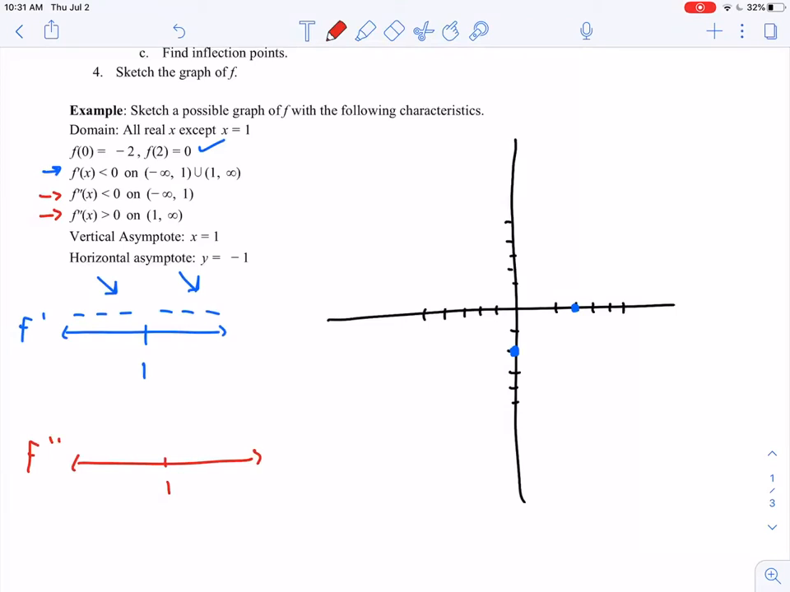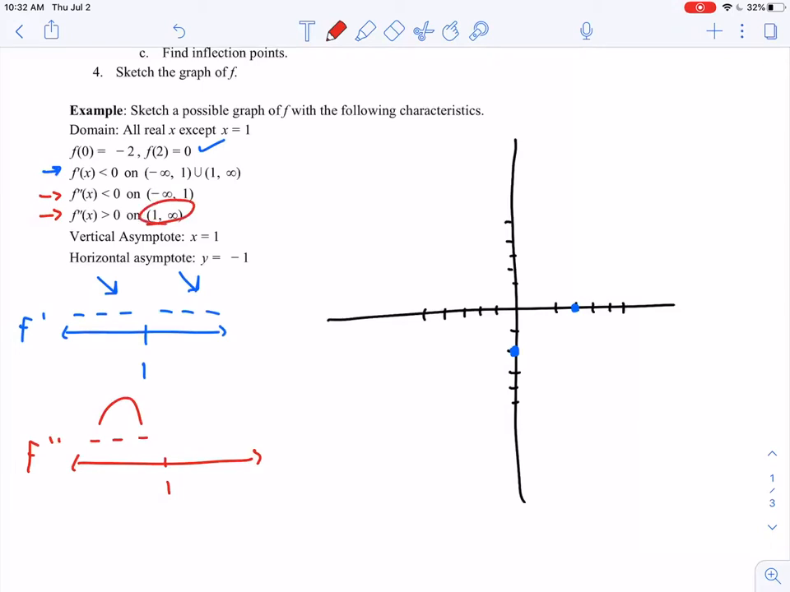And first it tells me on negative infinity to positive 1, so on this interval, the left-hand side here, f double prime of x is less than 0. So f double prime of x is negative on that interval, which tells me that my function is concave down. So it's concave down on that interval.